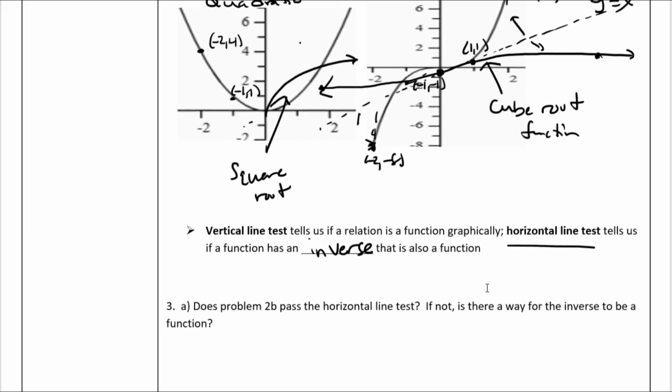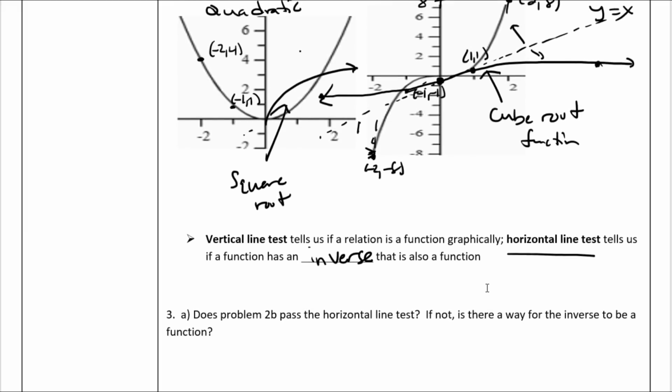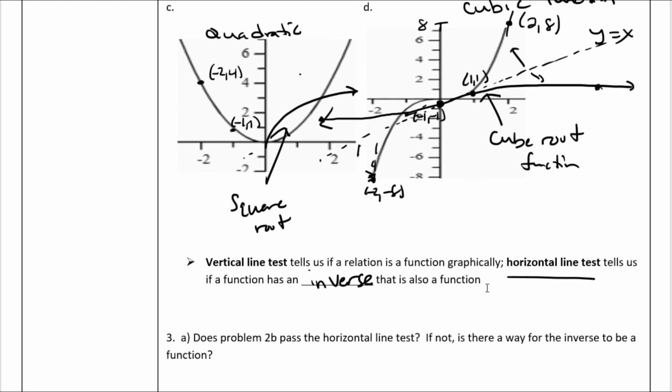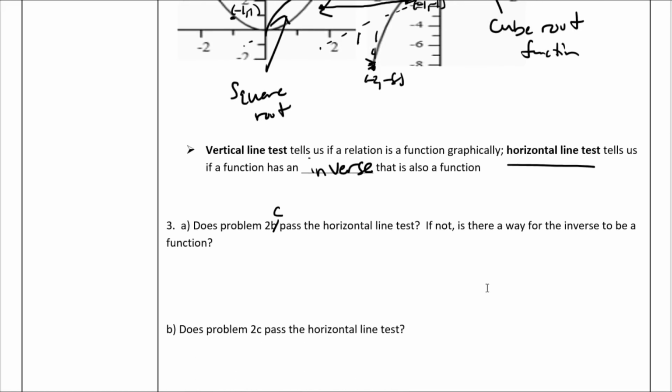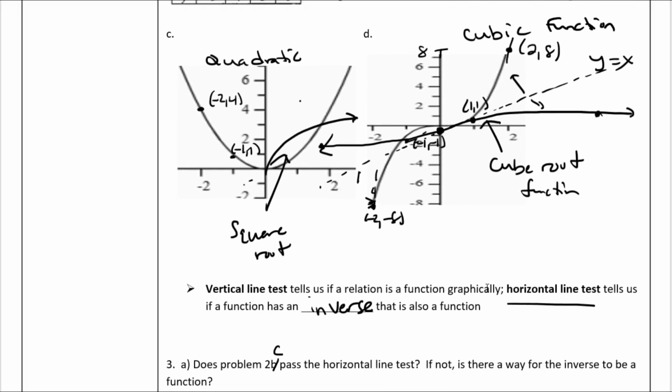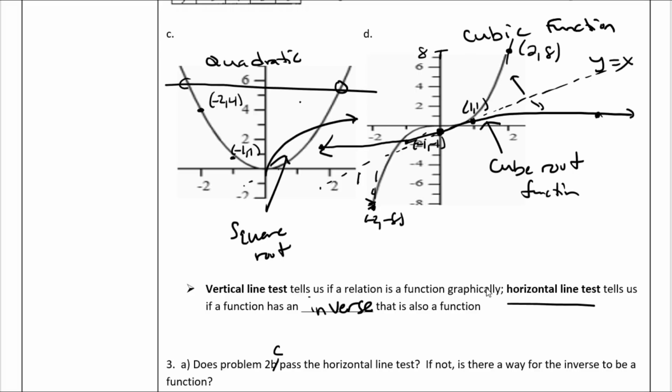So now it says, does problem 2b pass the horizontal line test? That should actually say 2c. It says 2b, it should say 2c. And this should say 2d. So does problem 2c pass the horizontal line test? If you look at it, if you draw the horizontal line, then it crosses it at 2 points. So it actually does not pass the horizontal line test.